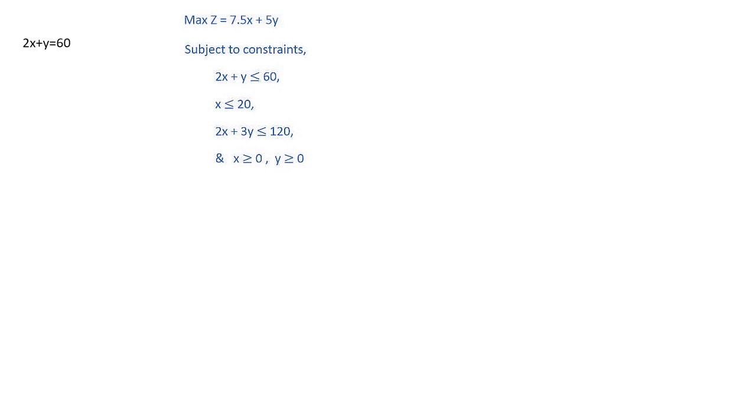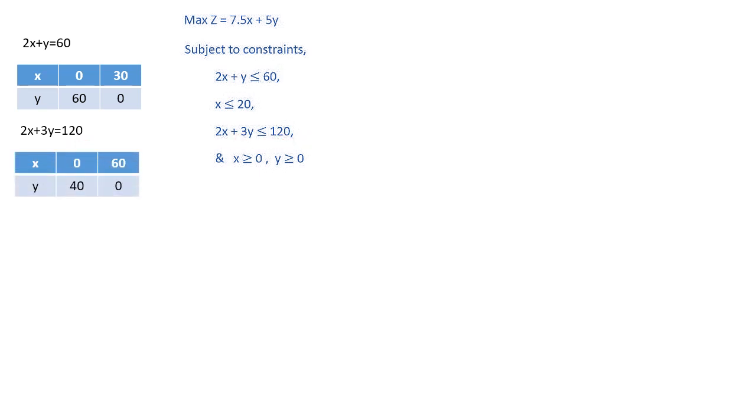Then let's write the first equation 2x plus y is equal to 60. Here, if I put x is 0, y is equal to 60 will come, and if I put y is 0, 2x is equal to 60, x is equal to 60 by 2, that is 30. Next is 2x plus 3y equal to 120. Then x is 0 if you put 2 into 0 plus 3y, so 3y is equal to 120, y is equal to 120 by 3, that is 40. Next y is 0 if you put, 2x is equal to 120, x is equal to 60.